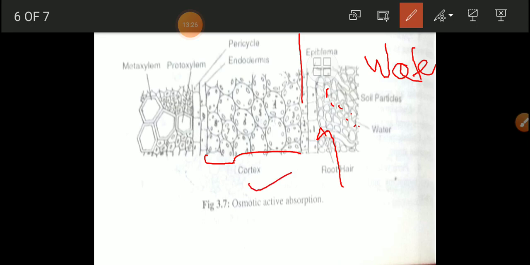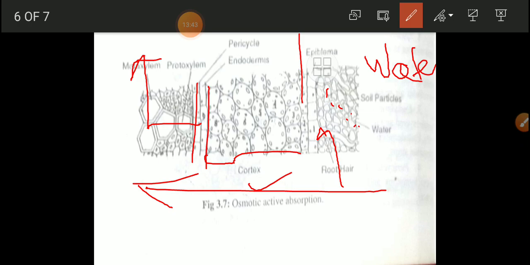Then it will enter the endodermis, then the pericycle, and then the passage cells, protoxylem, metaxylem, and then upward movement will take place. So this is a horizontal movement, and then upward movement takes place through the passage cells. That is how water is absorbed by the plant and reaches the required site, which we have learned with the help of this simple diagram.